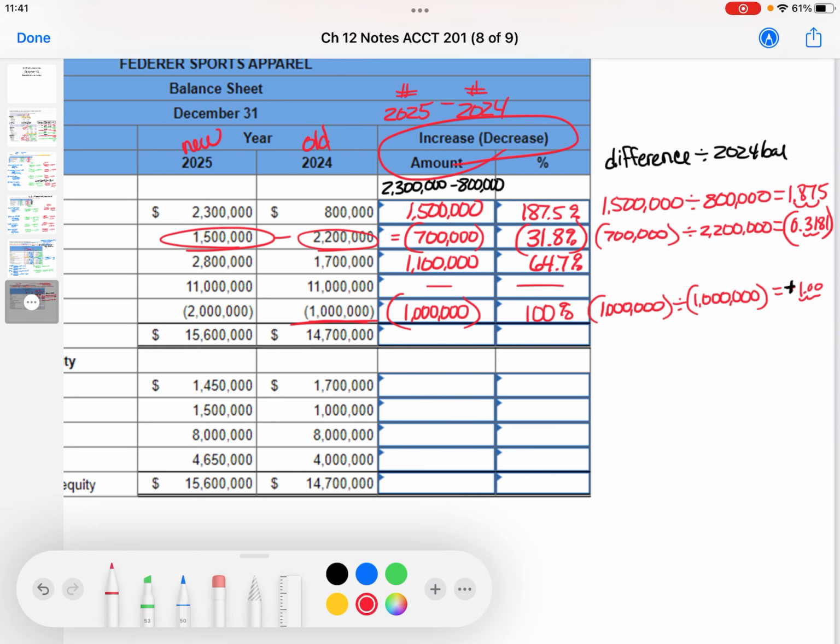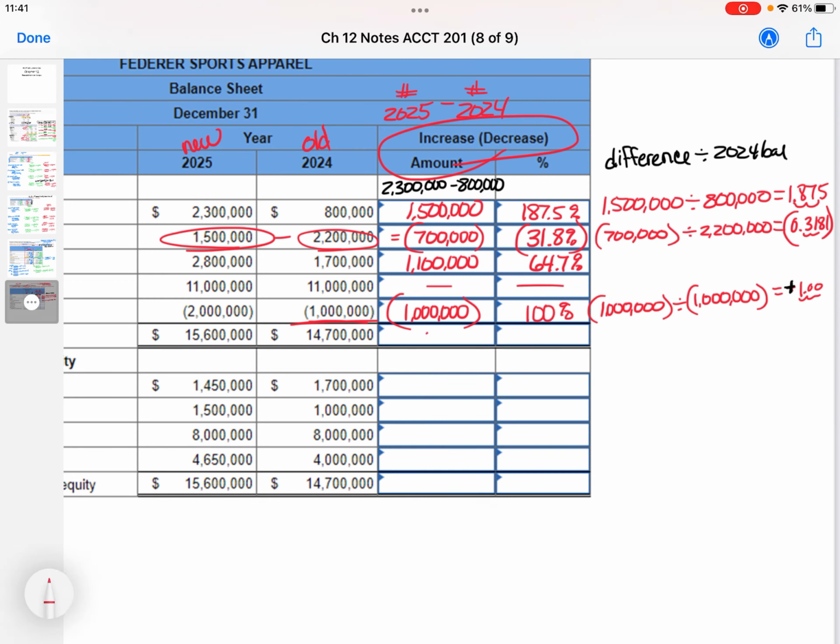Okay. So the rest of the way down here is pretty simple, just subtracting the old year from the new year, and then dividing it by that old year, and you'll end up with these amounts. Again, we've got a negative number, but we divide a negative by a positive number, and this is how we end up with a negative percentage. A negative percentage just tells us that it's decreased, by that percentage. We have another one that's no change, so we'll leave that one blank.